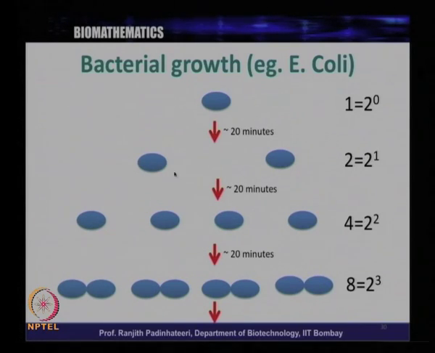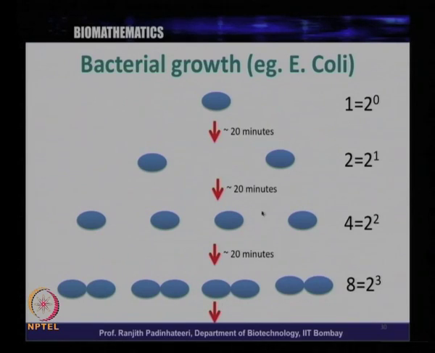In another 20 minutes, each of these cells divides into 2. So, this becomes 2 and this becomes 2. So, you have 4 cells. So, 2 power 2 in the second generation is 4 cells. Again in another 20 minutes, each of these cells divides and you get 8 cells. This gives 2, this gives 2, this gives 2, this gives 2. So, you have a total of 8 cells here: 2, 4, 6, 8. So, in the third generation you have 8 cells here. Now, this 8 is 2 power 3.